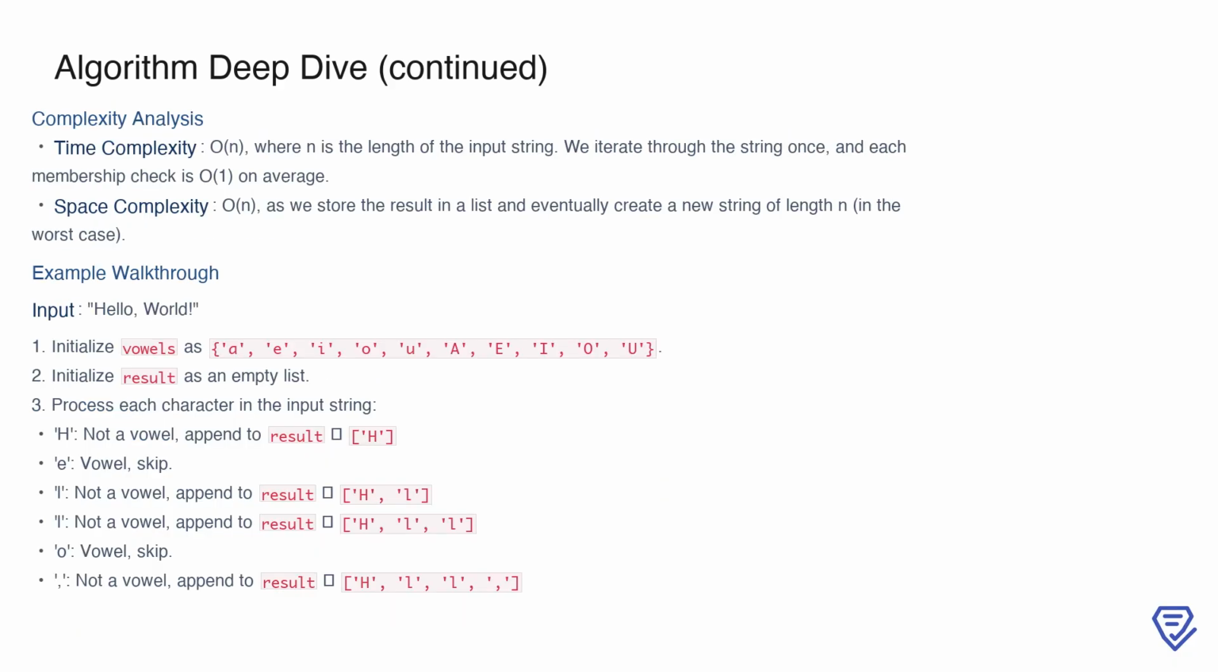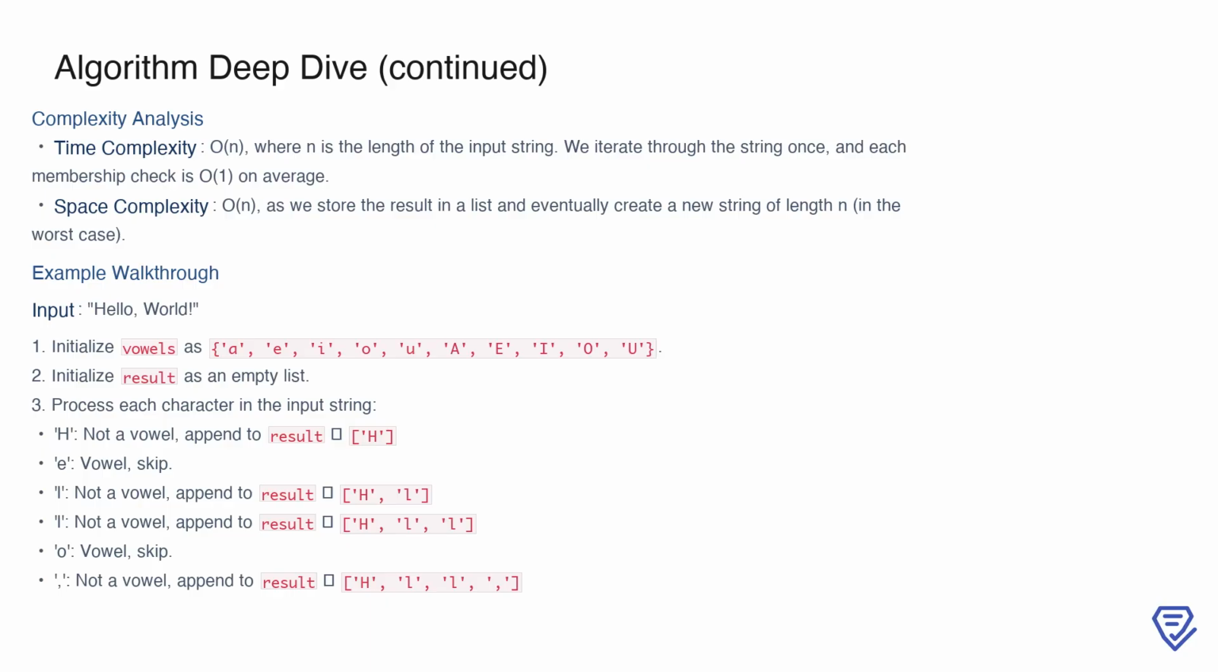Analyzing the complexity of the algorithm, the time complexity is O(n), where n represents the length of the input string. This is because we iterate through the string once, and each membership check in the vowels set takes O(1) time on average. The space complexity is also O(n). This arises from the need to store the result in a list, which, in the worst case, could contain all characters from the input string if no vowels are present.